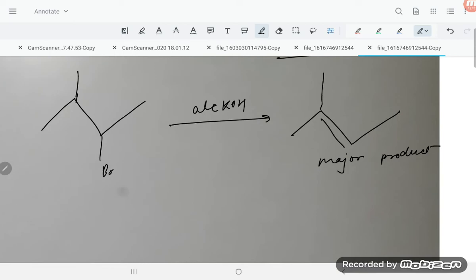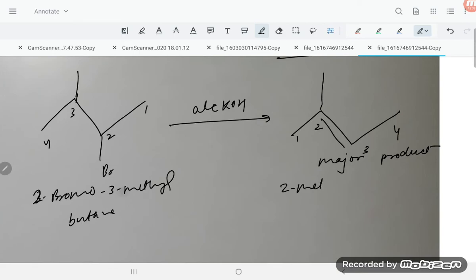So suppose it is compound 1 2 3 4, this is 2-bromo-3-methylbutane. And what we are getting, student? Here you can do the numbering 1 2 3 4, so 2-methylbutene, 2-methylbutene, this is our major product, students, right? So that is what we are studying.